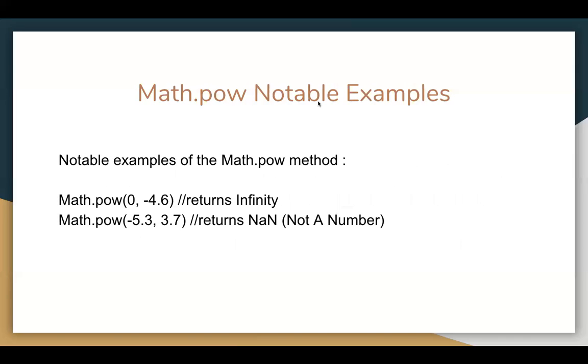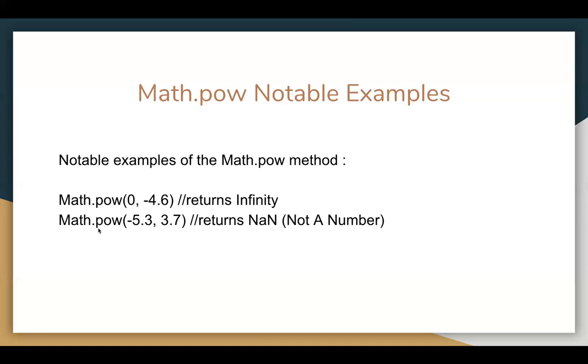So Math.pow, notable examples. Just wanted to bring this to your attention so that you understand some different possible outputs of different outcomes when you use the Math.pow method. So again, notable examples of the Math.pow method. First one here, you see that I have 0 and then negative 4.6. With this one, if you remember, this first value is the base of what you want to raise to a power, and this is the power that you want to raise it to. And just know that it returns infinity.